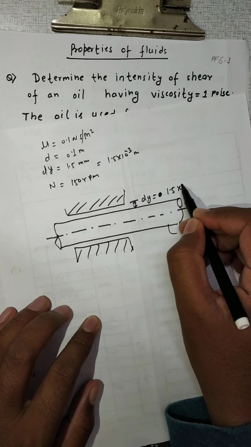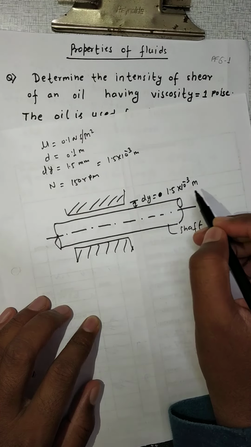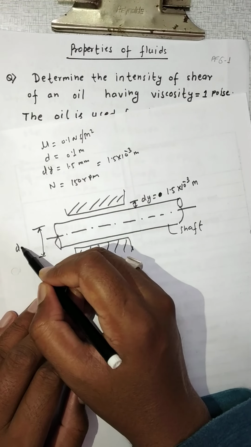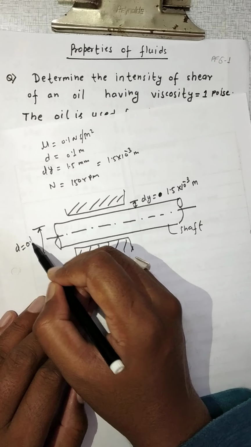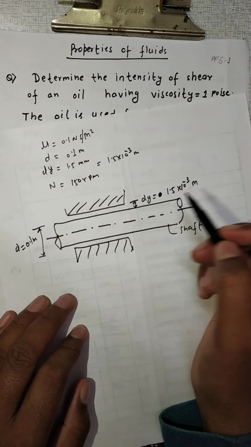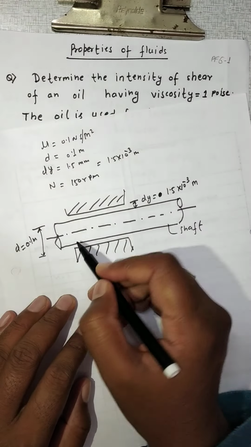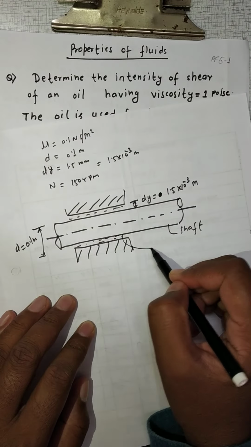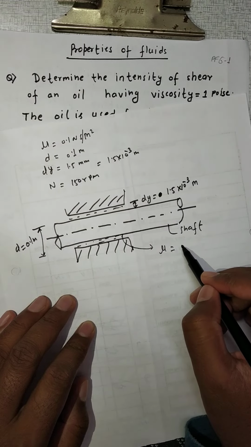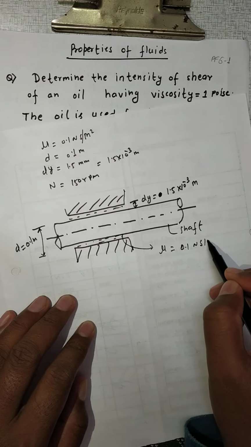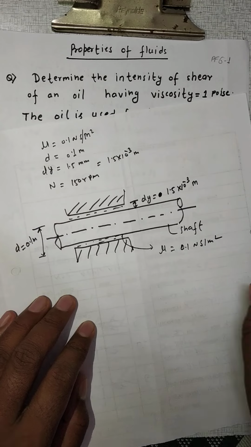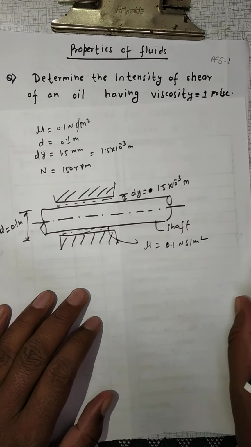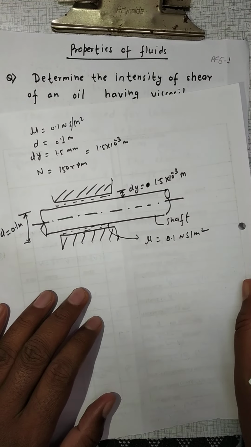Dy value has given 1.5 into 10 to the power minus 3 meter. This diameter has given d equal to 0.1 meter, and whatever oil is here, its viscosity mu value has given 0.1 newton second per meter square. Okay friends, this data has given. Now we have to find the shear stress of this oil.